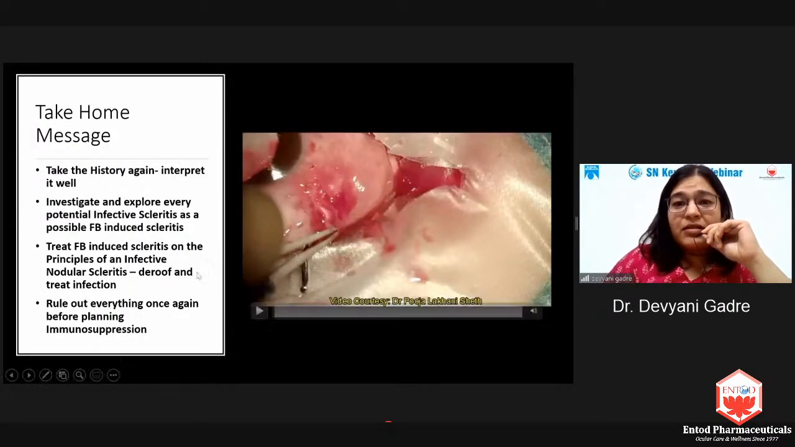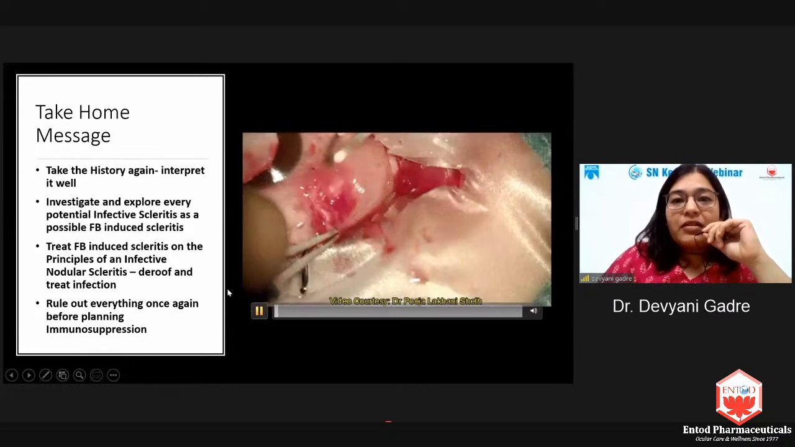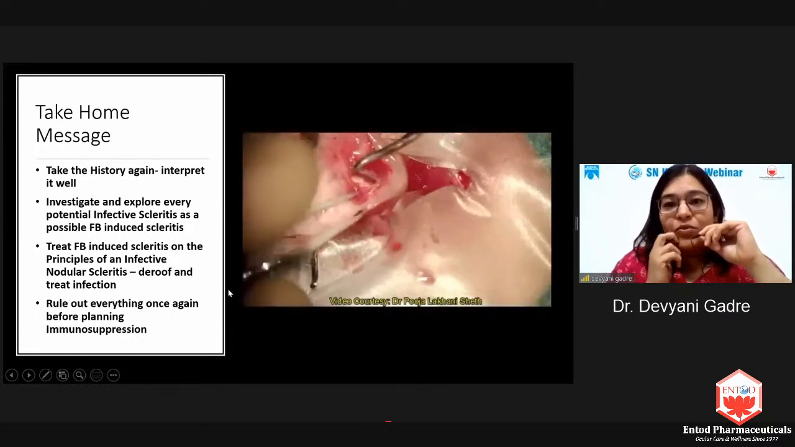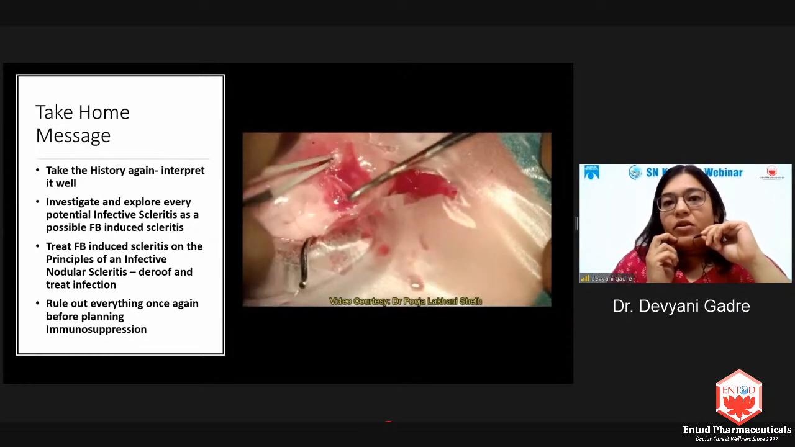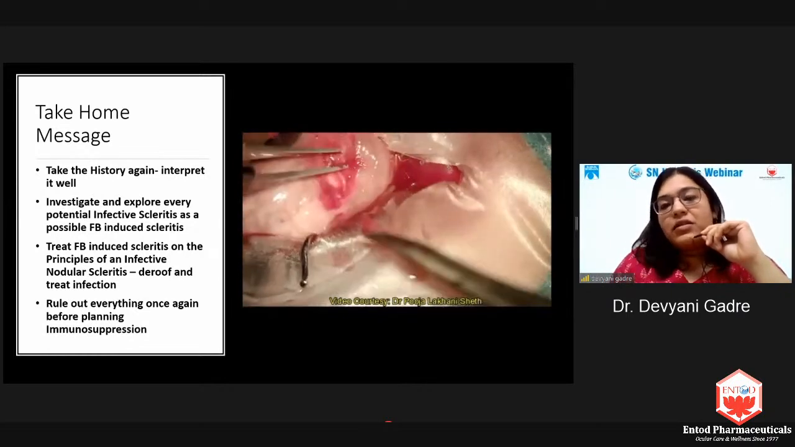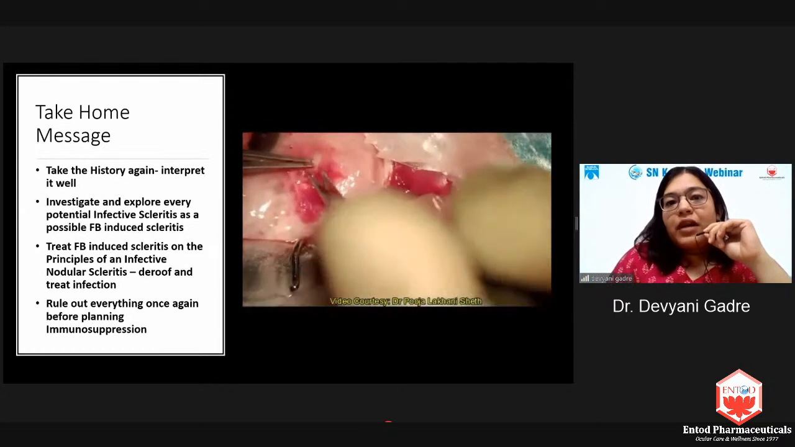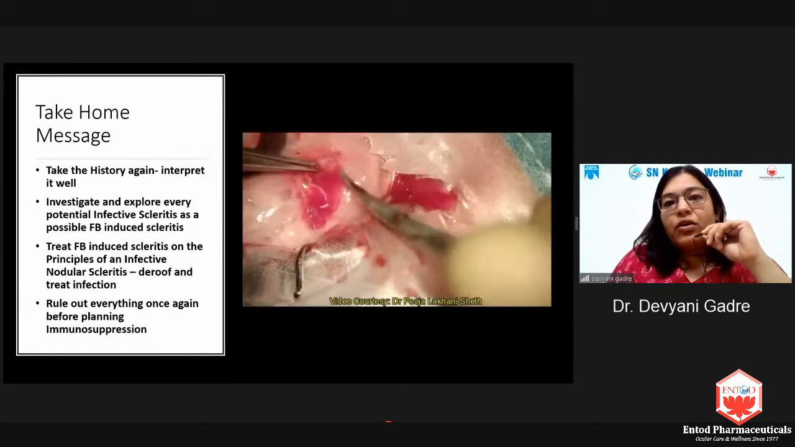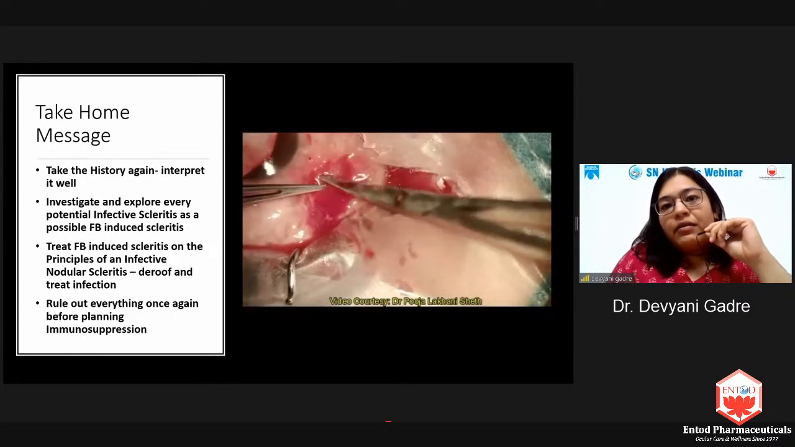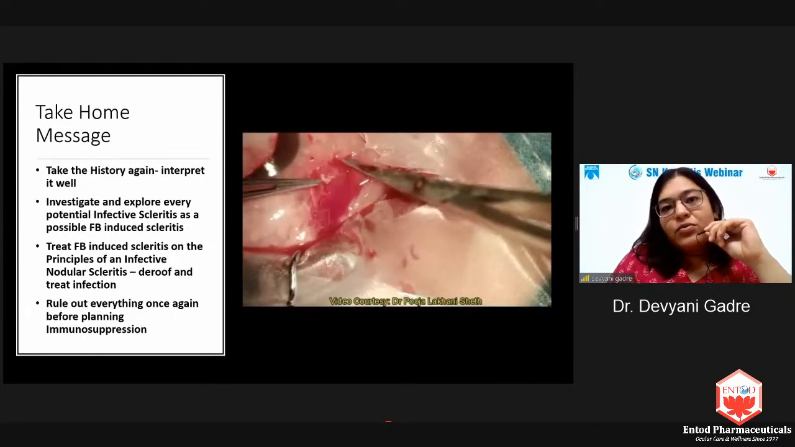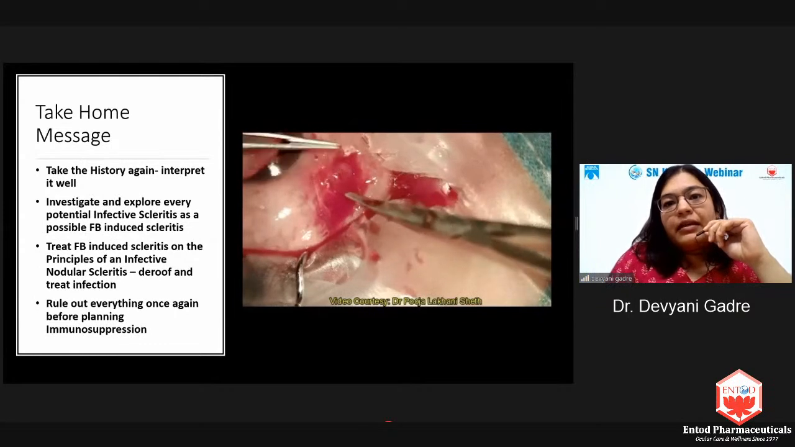Our squint surgeon was kind enough to share this clipping of the video of the suture removal. Here we can see that the granulomatous nodule is actually at the insertion of the lateral rectus. So we had to be careful while dissecting the nodule and trying to get the suture out. And sure enough, there was a suture lying there. We did get it out.